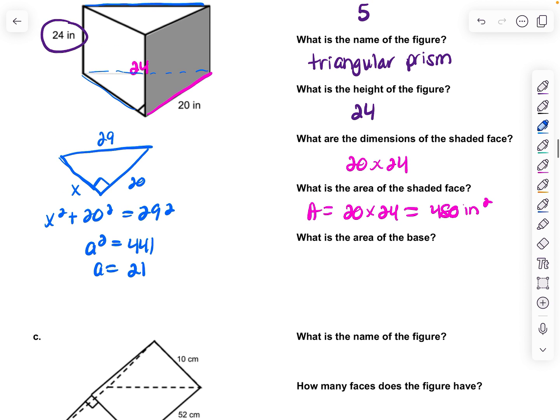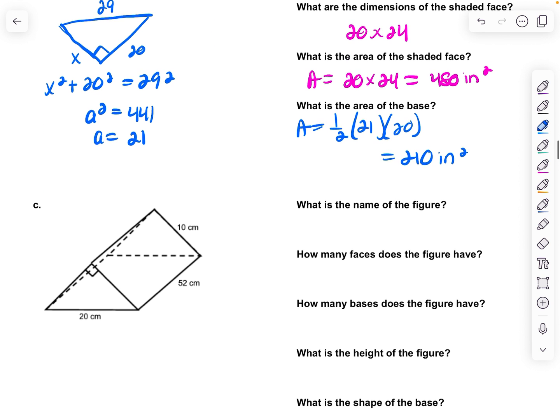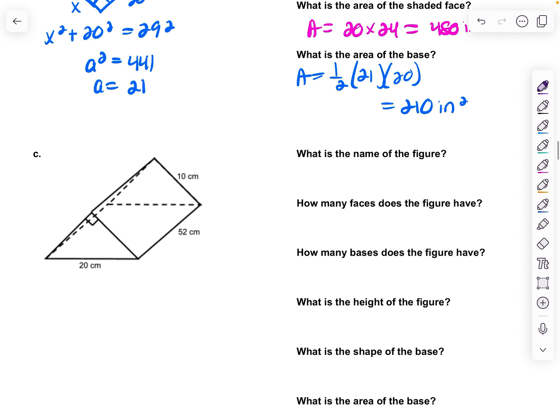What is the area of the base? The base is a triangle, so our area is going to be 1/2 the base, which is 21 we just found, times the height was 20, and we end up with an area of 210 inches squared for our base. Okay, moving on to the next one.